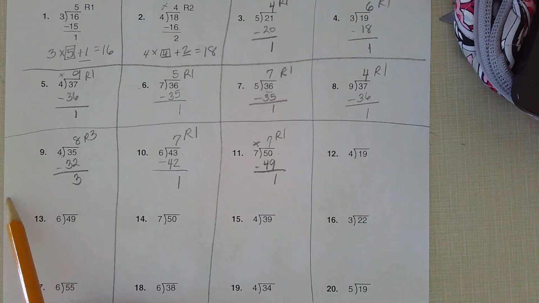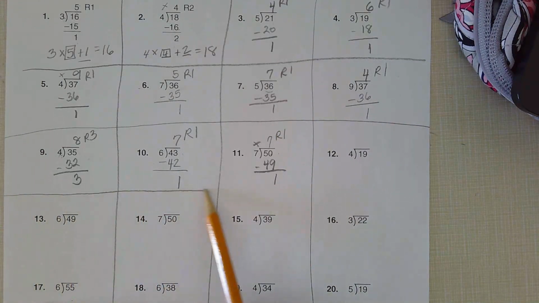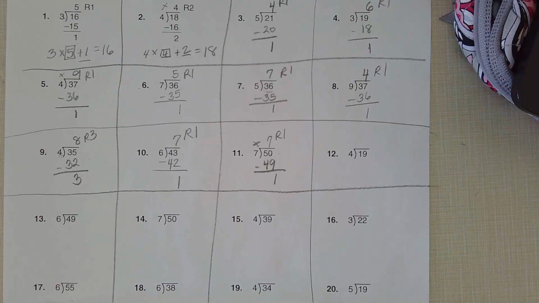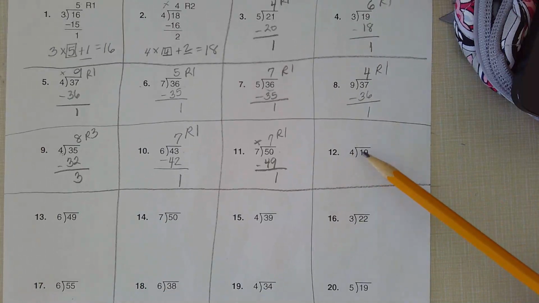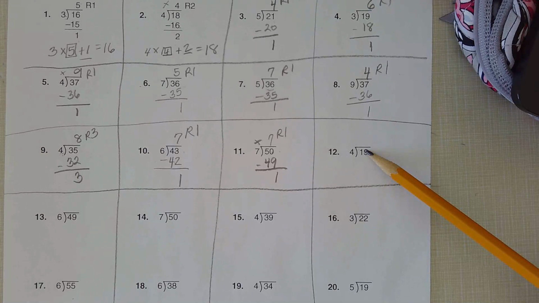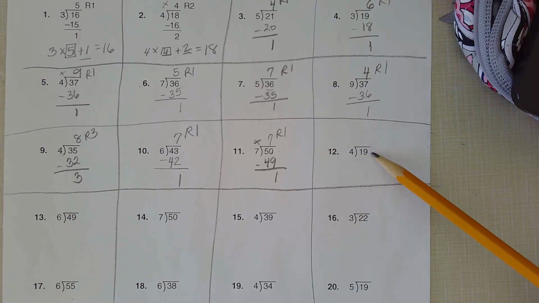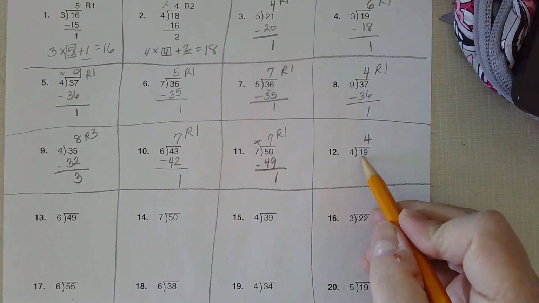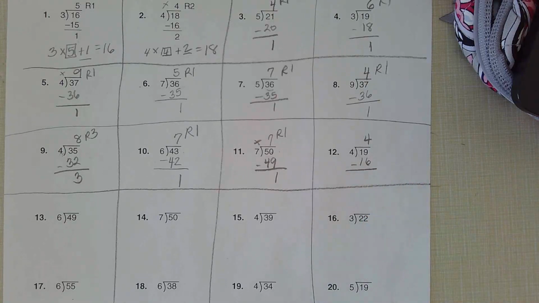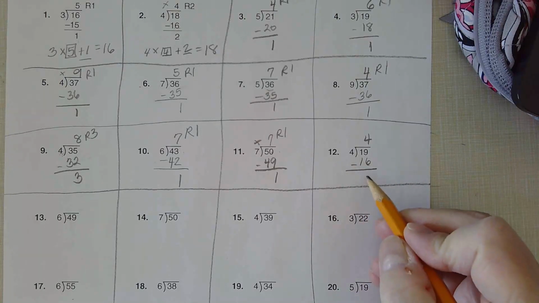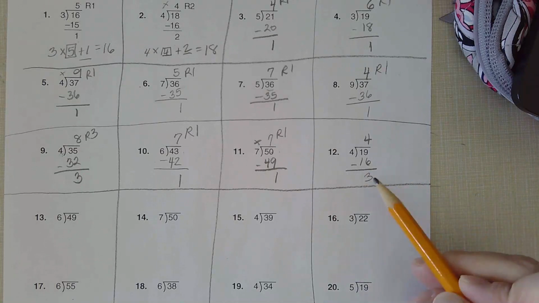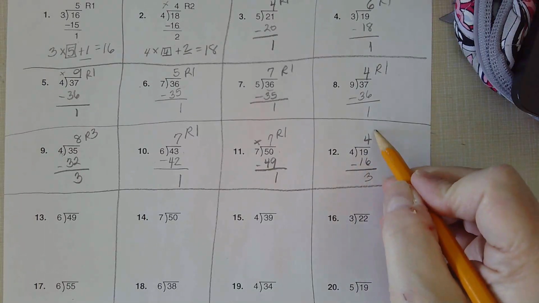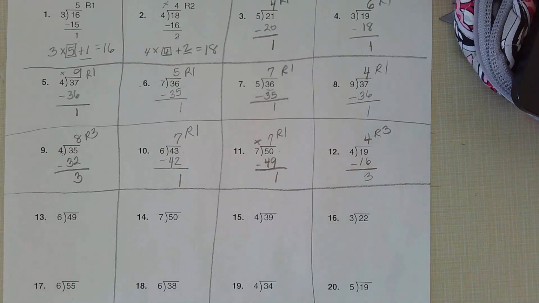Now we're going to do one more together as a whole group, and then you're going to have some you-do time to try some on your own. Okay, can 4 be divided into 1? No, it cannot. So I have to move my pencil over. Can 4 be divided into 19? Well, yes, it certainly can. How many times? If you said 4, you are correct. 4 times 4 is 16. We subtract, and we get 19 minus 16 is 3. 3 is less than our divisor, which is 4. Our answer is 4, the remainder of 3.